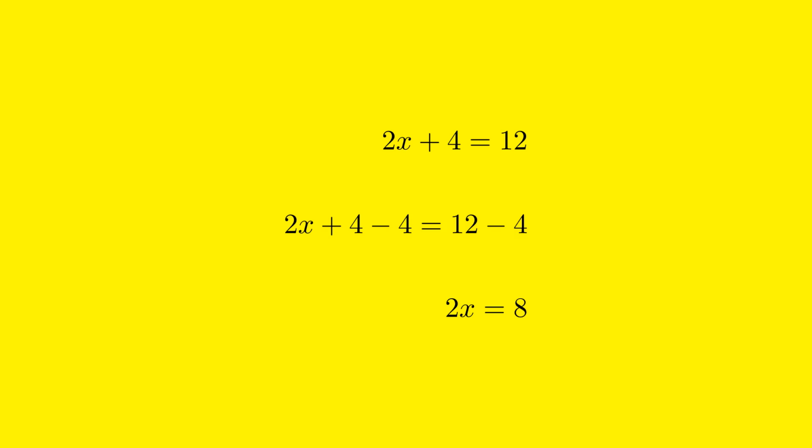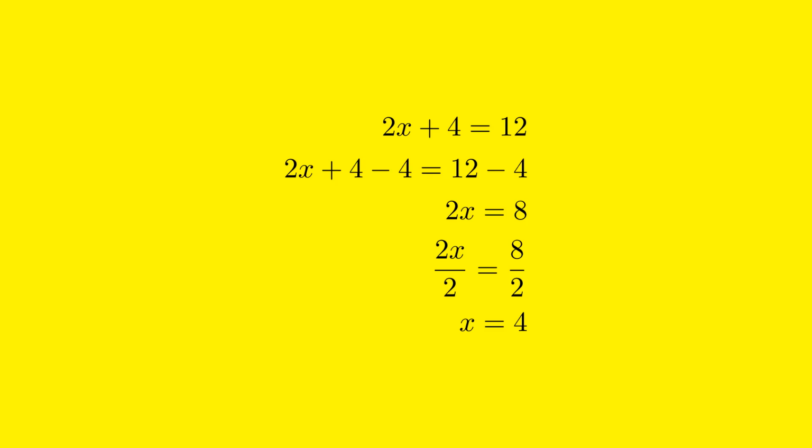This alters the expression as follows. The left side becomes 2x, and the right side becomes 12 minus 4. Therefore, after this step, the equation is transformed into 2x equals 8. We subtracted 4 from both sides because the goal is to isolate the variable. By performing the same operation on both sides, we ensure the equation remains balanced.